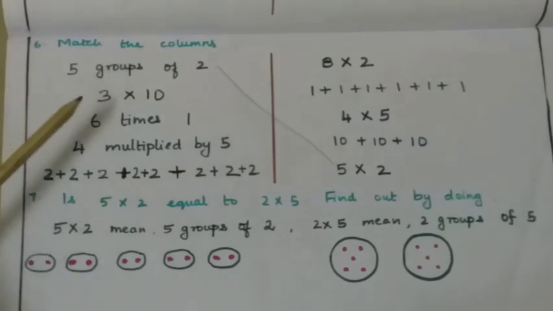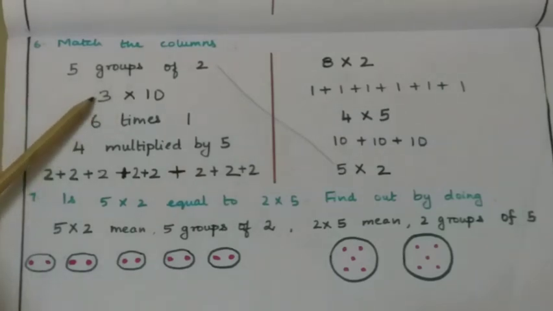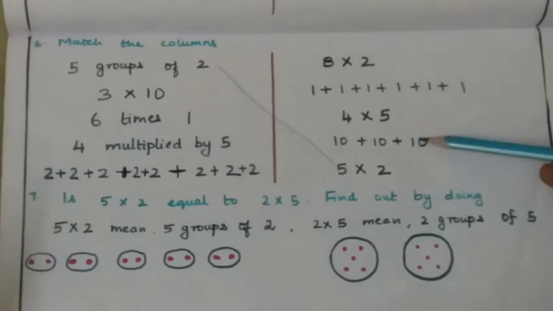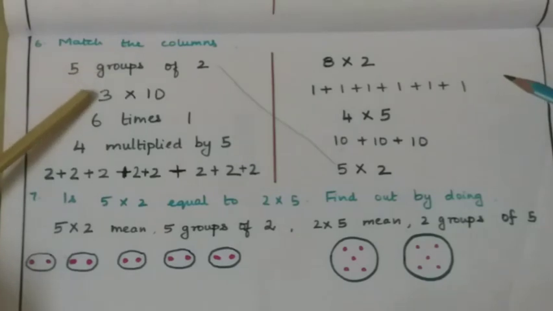The next row on the left side is 3 into 10. 3 into 10 means 3 times 10, which is nothing but 3 groups of 10, and in terms of repeated addition, it is 10 plus 10 plus 10. So if you check here, the fourth row is going to match with the second row on the left side.